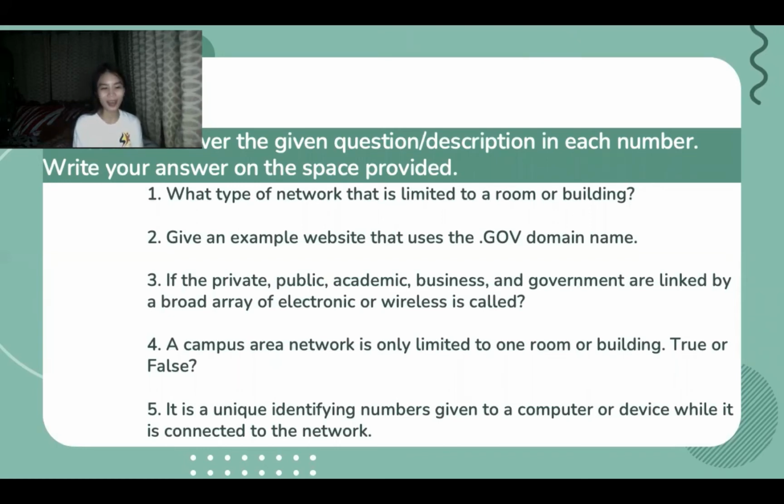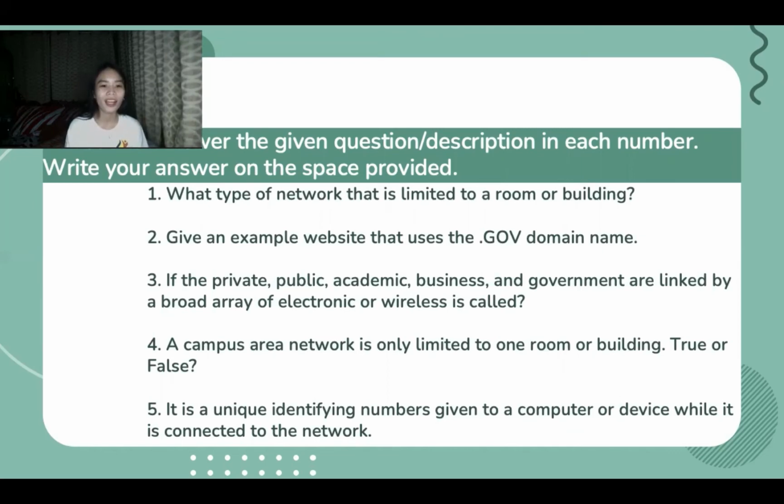Okay, so you can have sss.gov.ph, gss.gov.ph. Number 3, if the private, public, academic, business, and government are linked by a broad array of electronic or wireless is called, what connects them? Okay, number 3, the answer is a network.